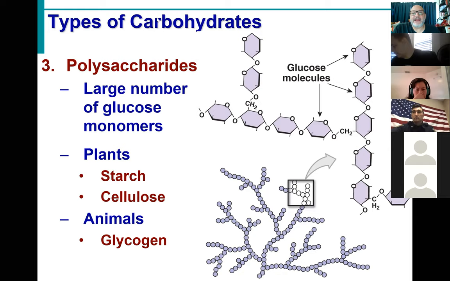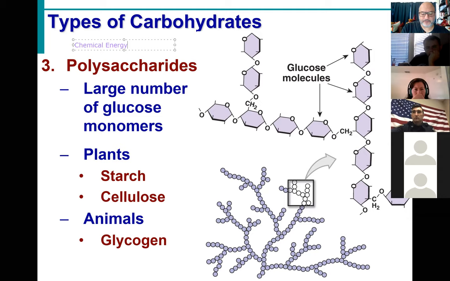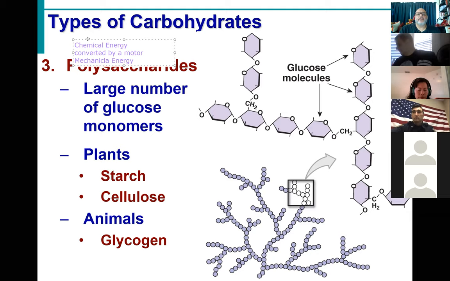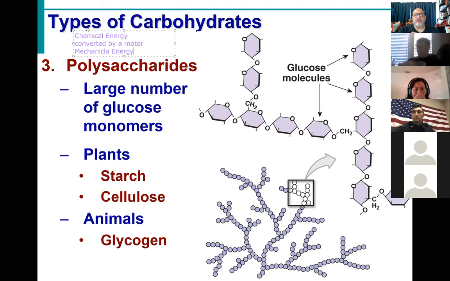This is chemical energy, just like the gasoline in your car is chemical energy. That chemical energy is converted by a motor, and when it's converted by a motor, it's converted into motion. It's mechanical energy. This is exactly what your muscles do. Your muscles take chemical energy in the form of glucose and convert it with a motor into mechanical energy.